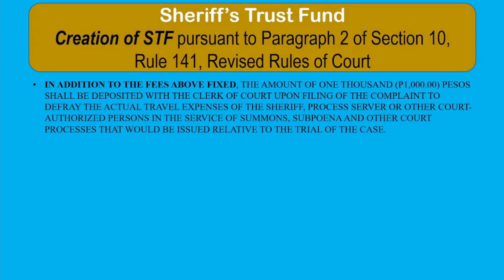shall be deposited with the clerk of court upon filing of the complaint to defray the actual travel expenses of the sheriff, process server, or other court-authorized persons in the service of summons, subpoena, and other court processes that would be issued relative to the trial of the case. So, if the court has no sheriff or process server, the judge or the court can authorize any personnel there who can serve summons, subpoena, and other court processes.